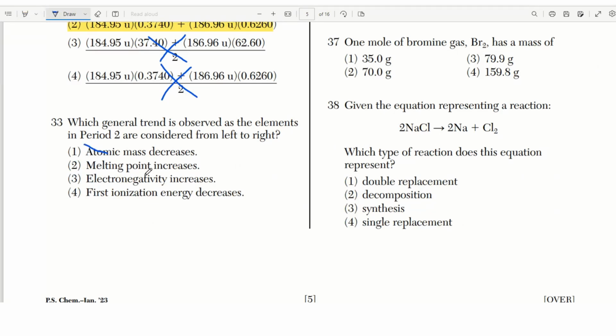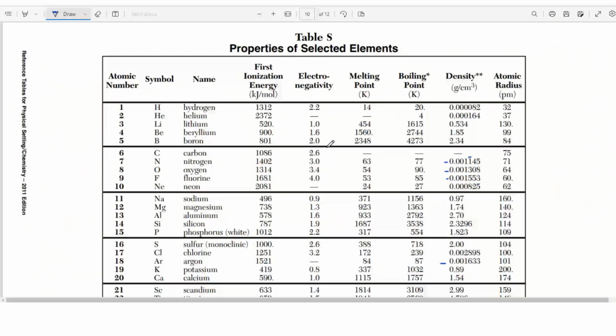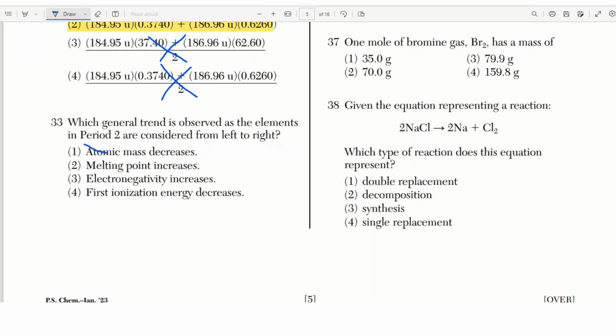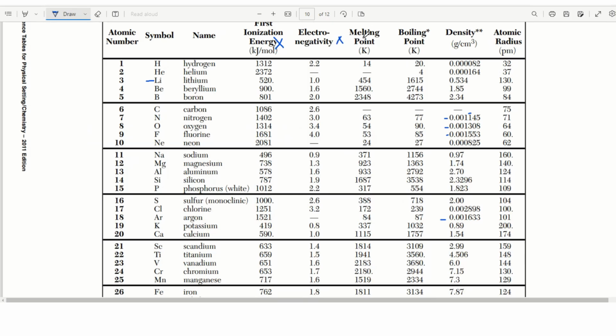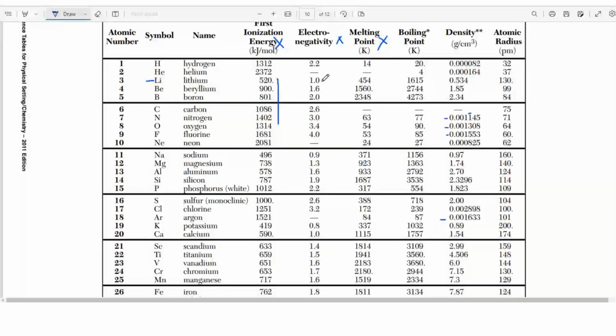So I need to check melting point, electronegativity, and first ionization energy. My first element in period 2 is lithium. So let's go here. My first element is lithium, and I was looking at first ionization energy, electronegativity, and melting point. All right, so let's watch. What is happening to first ionization energy? Going up. Nope. What is happening to electronegativity? Going up.